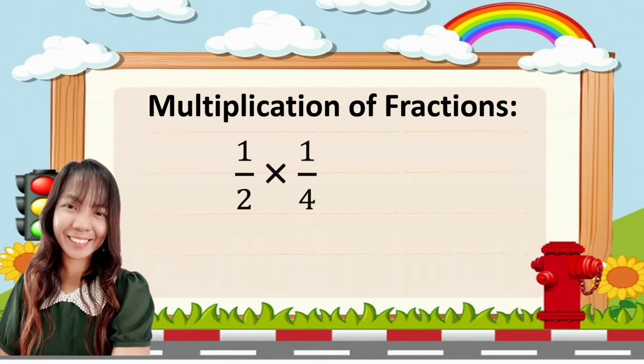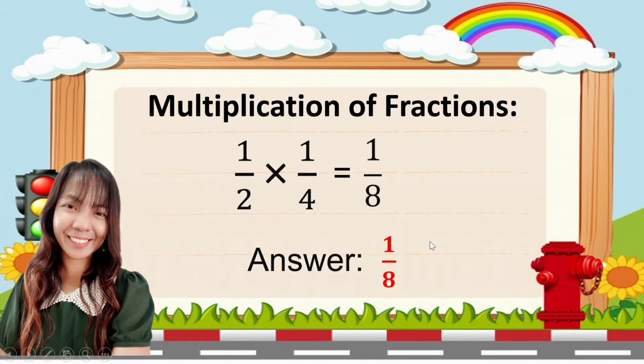Multiplication of fractions. For this one, whether the denominators are the same or not, you can just multiply. So 1 times 1 is 1. 2 times 4 is 8. So the answer is 1 over 8.